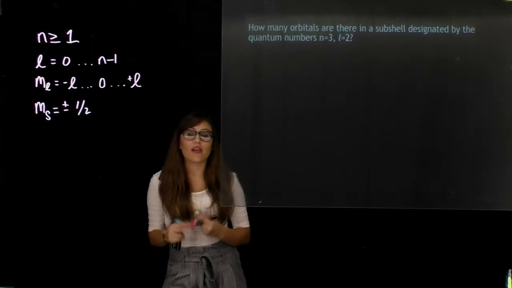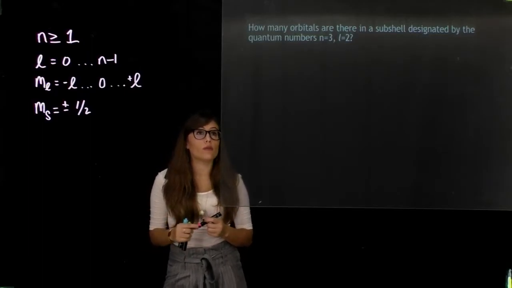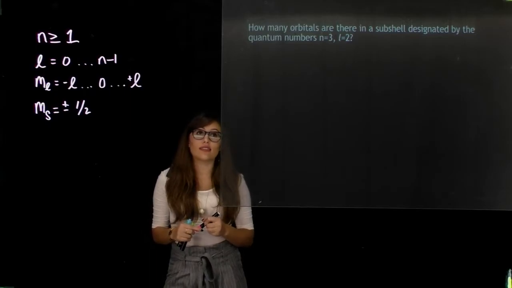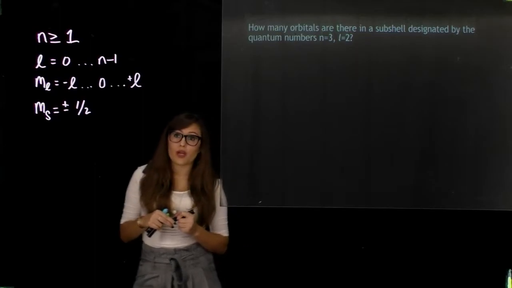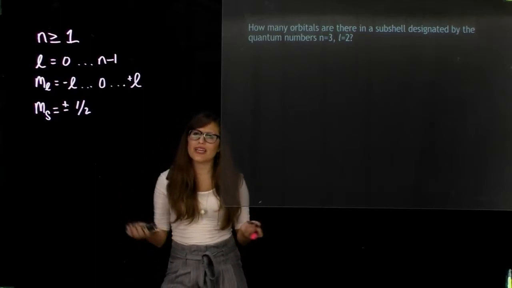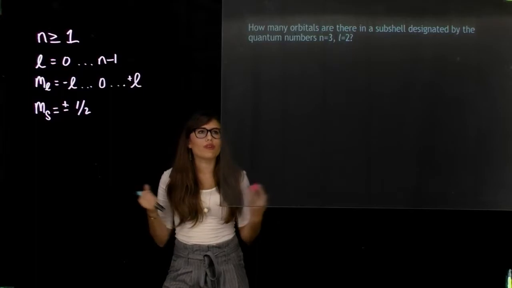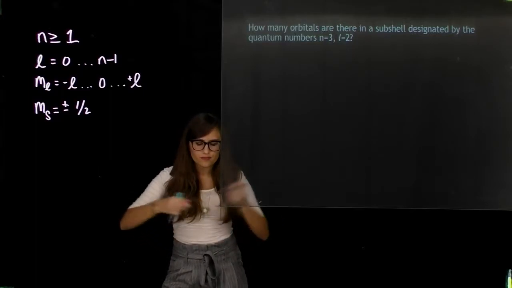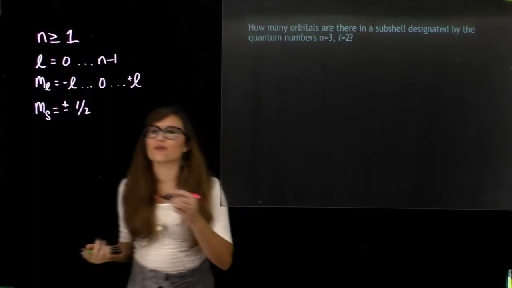Hello and welcome back. The following problem states: how many orbitals are there in a subshell designated by the quantum numbers n is equal to 3 and L is equal to 2? Before we can actually approach this problem, we need to better understand what is a shell, what is a subshell, and what are orbitals. So I'm going to do this for n is equal to 2.